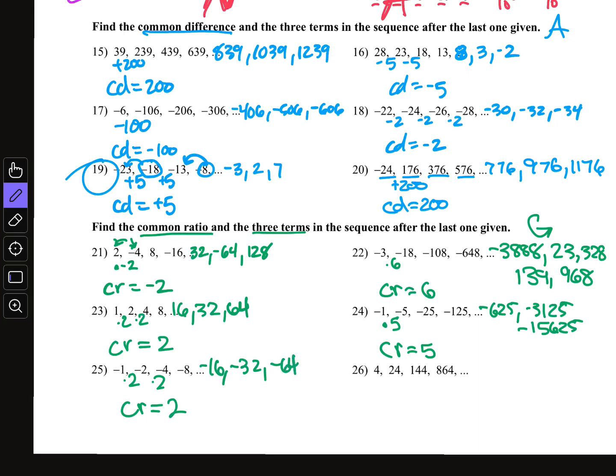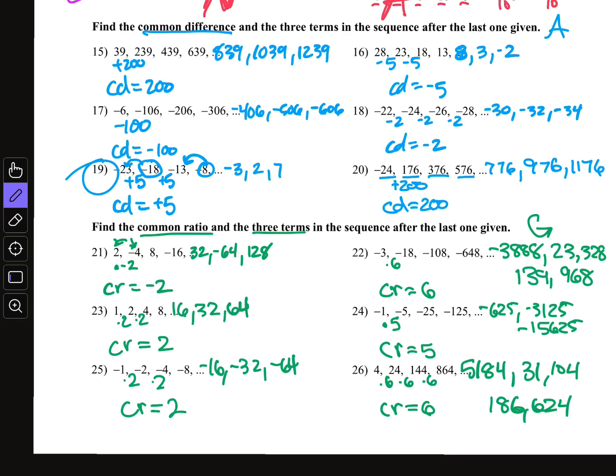Then finally, number 26, 4 to 24 to 144. We are definitely timesing by 6 again. Common ratio is 6. And I don't know where those numbers would be. 864 times 6 would be 5184 times 6, 31,104 times 6, 186,624.